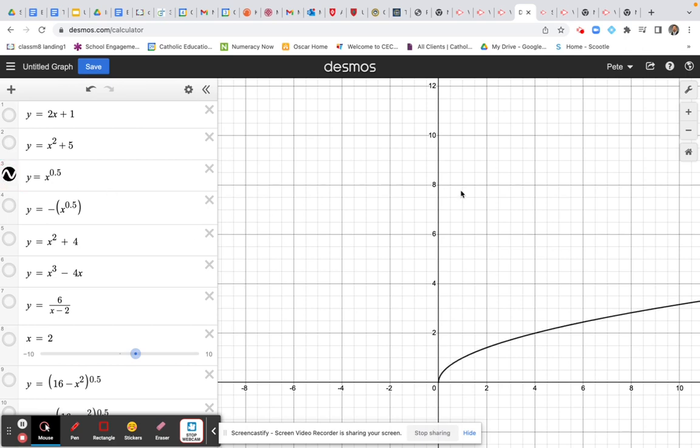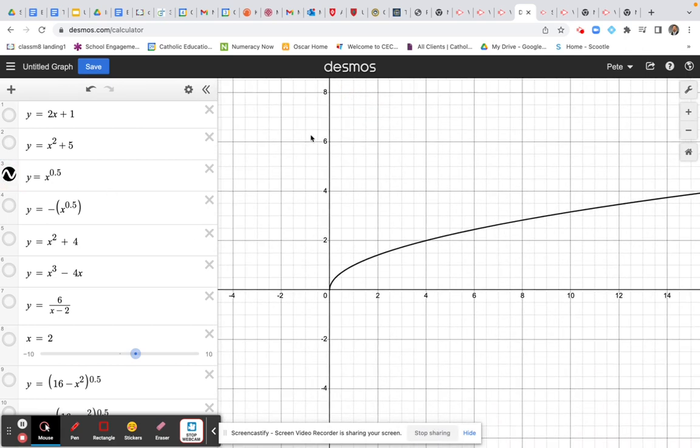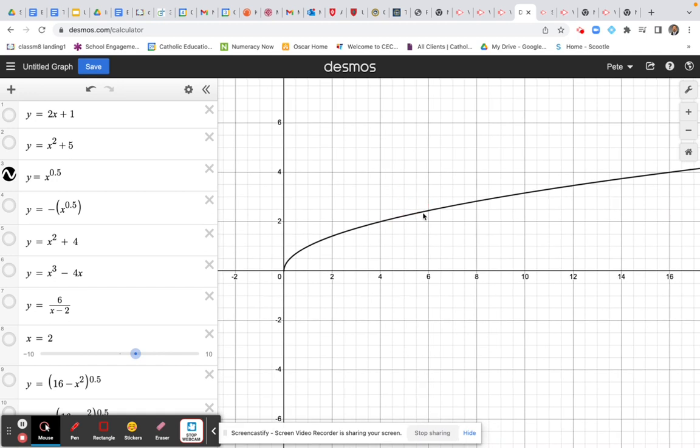What about the square root of x? So the square root of x is something that looks like this. Remember, if we had the plus or minus, that's not a function. That is not a function, so we don't care about that. It's a relation. We don't have a domain and range. This is a function, the square root of x.